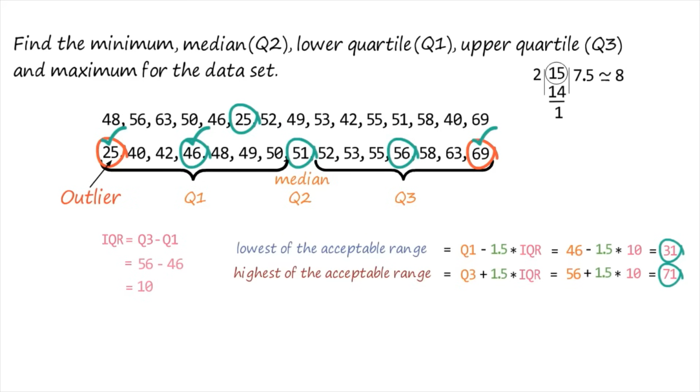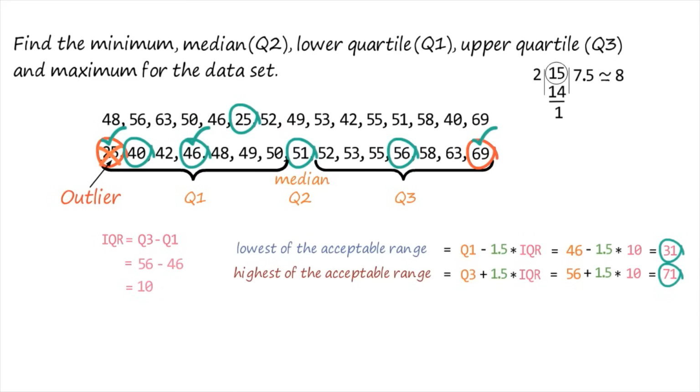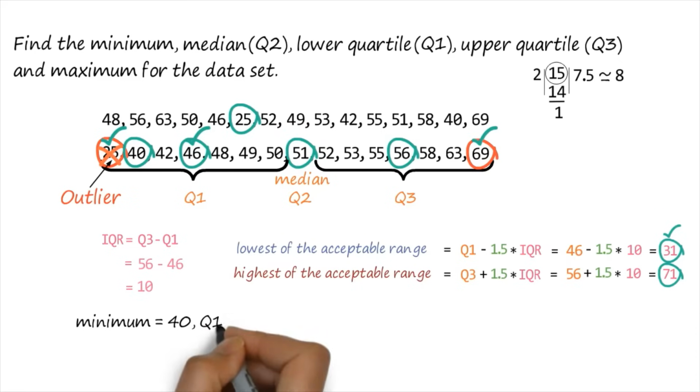So now, which value is the minimum among the data set? Since we have identified 25 as an outlier, we have to reject this data. And whatever comes immediately after this data, see, it is in the acceptable range. So we can say that the minimum value of the data set is 40. So we have got the first answer. We have also got the answer for Q1. Q1 is 46. This is the answer.